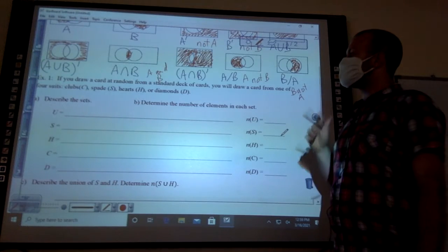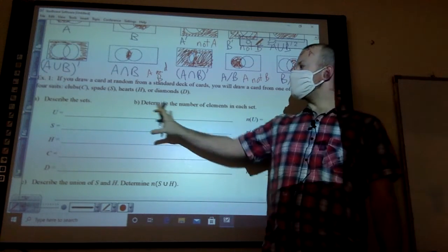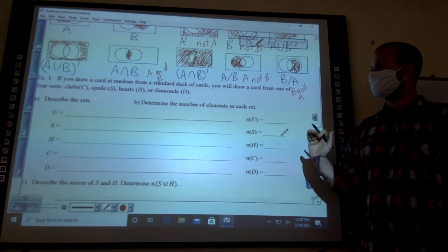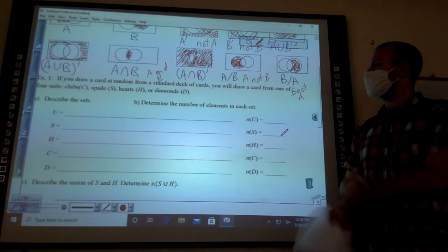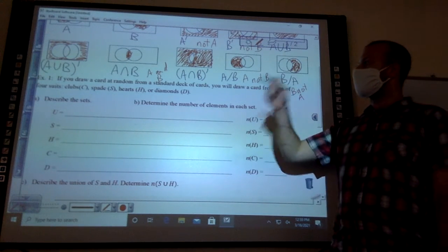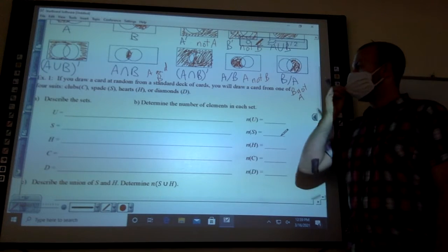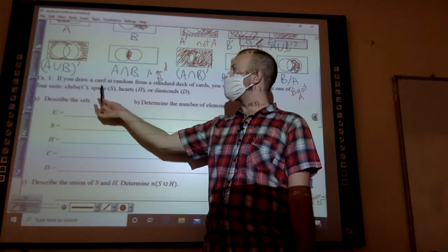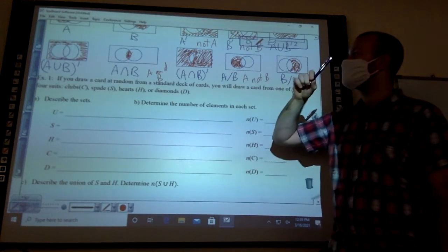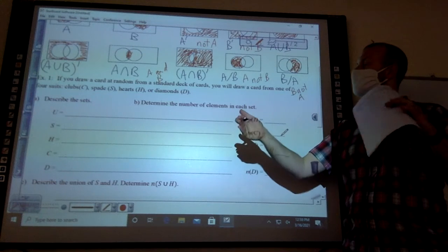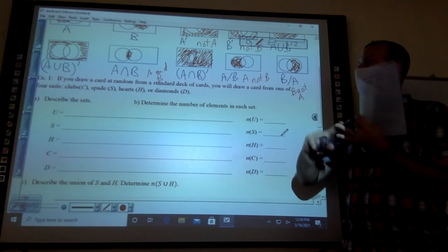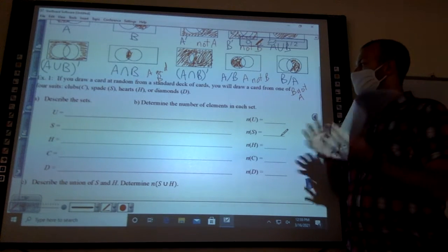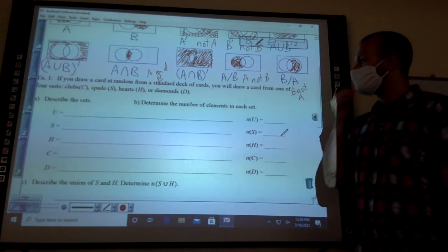Okay, so what we're going to do for this is talk about what each of these sets represents and the number that are in each of these. So let's talk about what each of these things are. We're drawing a card from a standard deck of cards. There's 52 cards in a deck. There's 13 clubs, 13 spades, 13 hearts, 13 diamonds. You've got the numbers 2 up to 10, a jack, king, queen, and an ace. If that made absolutely no sense, don't worry about it. But we're going to need to figure out what these are.